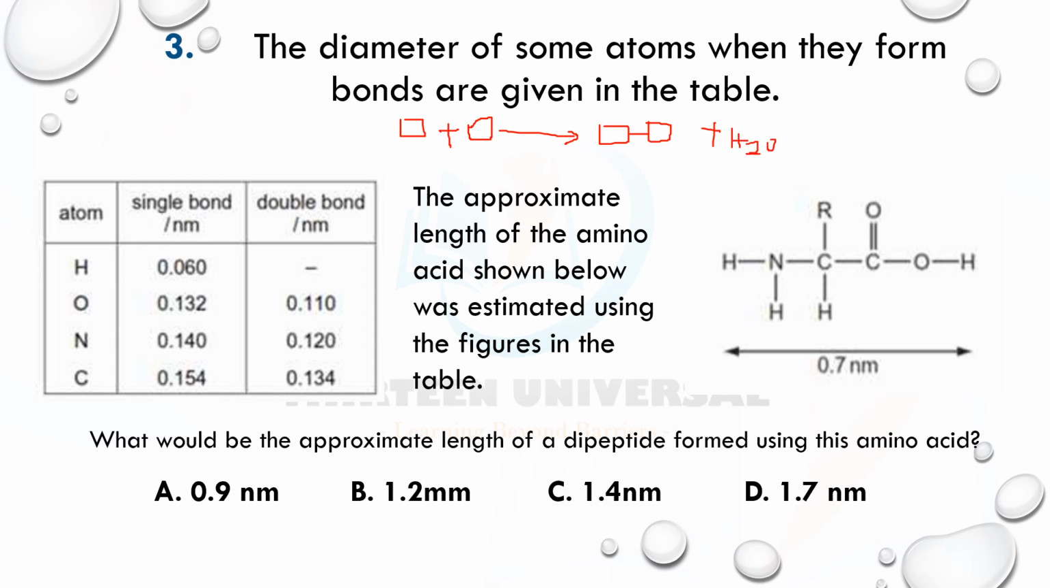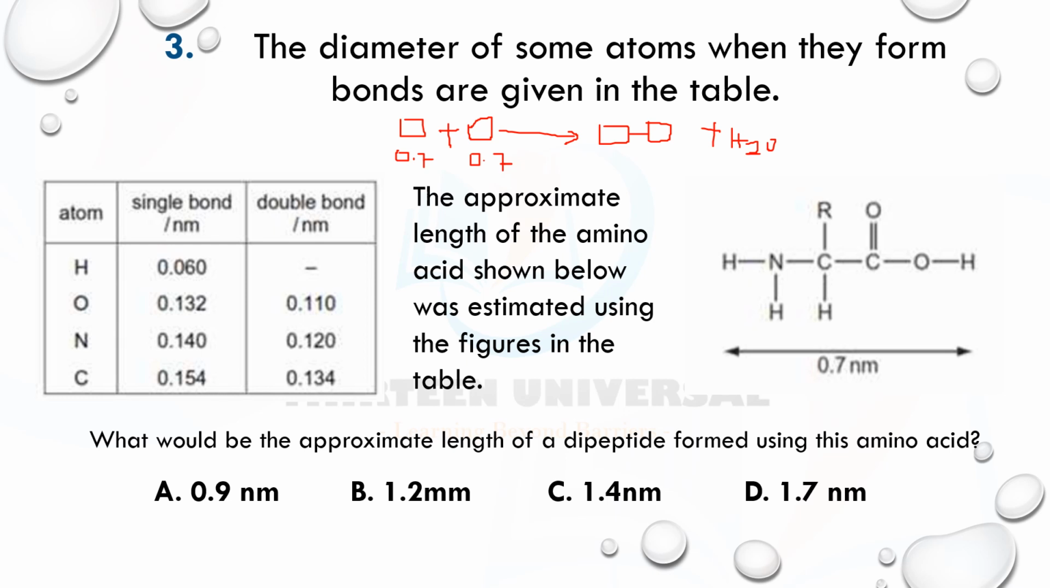So what we're going to do here, guys, is remember that the length of one amino acid is 0.7, plus 0.7. That should give you 1.4. But you see, we're removing two hydrogen atoms and one oxygen atom in the form of water. So we're removing water.